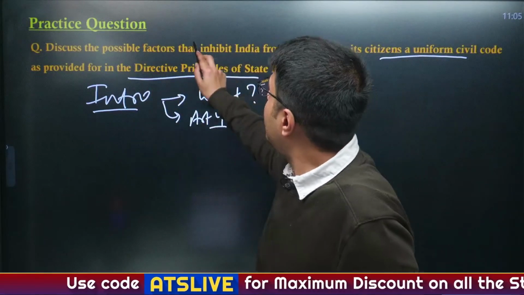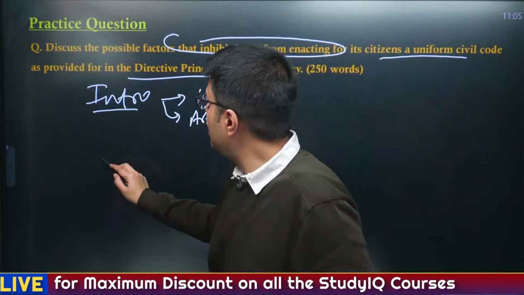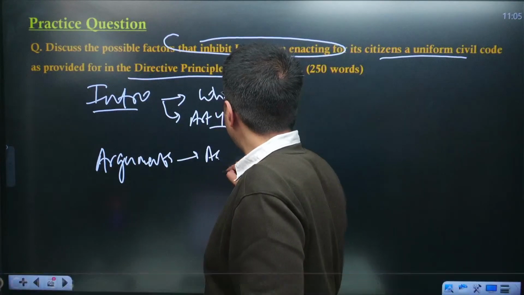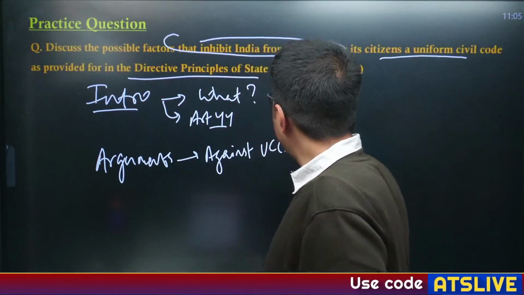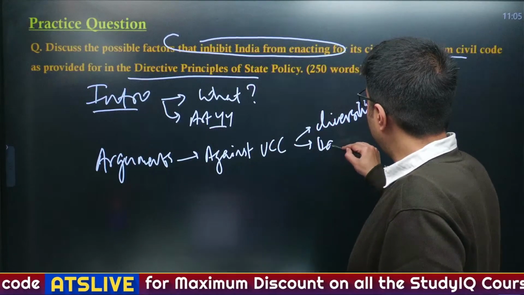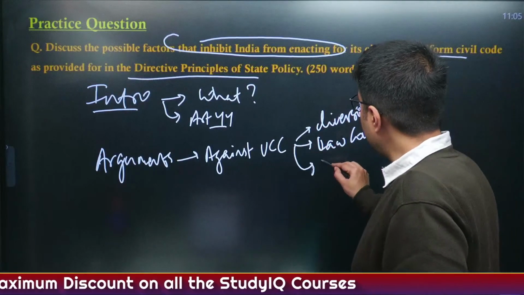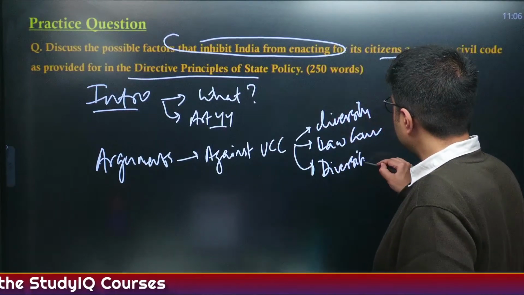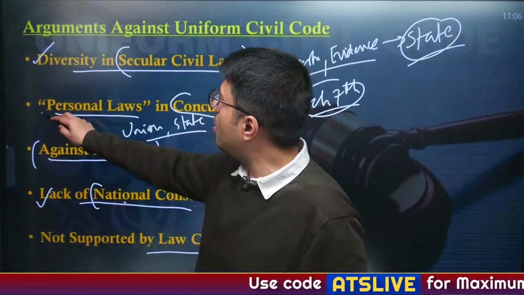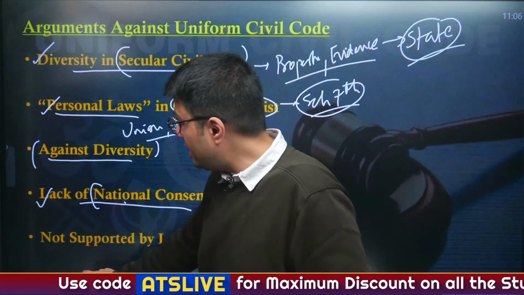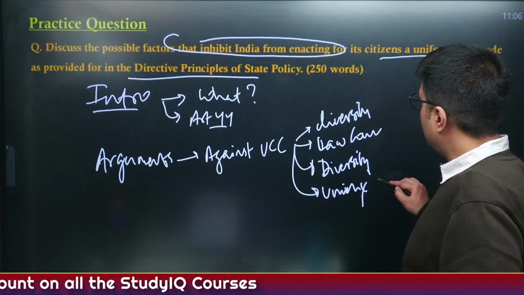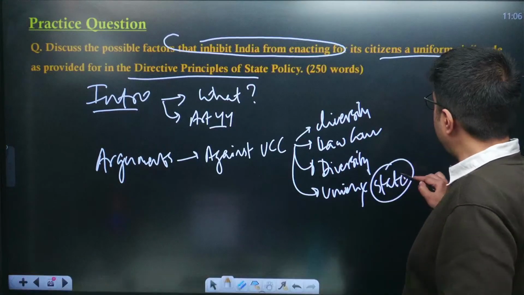Also, for the factors which are inhibiting India from enacting the civil code, here you will list the arguments given by people against enacting the uniform civil code. You will say that there is diversity in secular laws in our country, the recommendations of the law commission, that it goes against the very fabric of diversity, or you can also add certain points that there is a lack of national consensus, or the point that personal laws are mentioned in the concurrent list, so it is not the exclusive responsibility of the union government to bring the uniform civil code. Rather, it should be the state government that brings it.